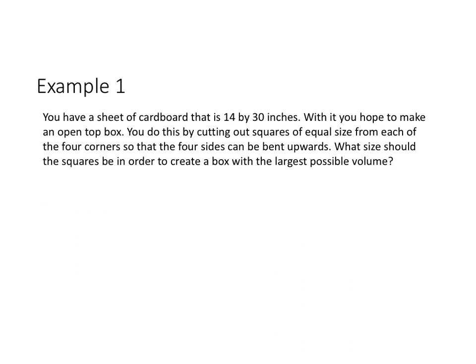So let's look at a typical example. You have a sheet of cardboard that is 14 by 30 inches. With it, you hope to make an open-top box. You do this by cutting out squares of equal size from each of the four corners so that the four sides can be bent upwards. What size should the squares be in order to create a box with the largest possible volume?